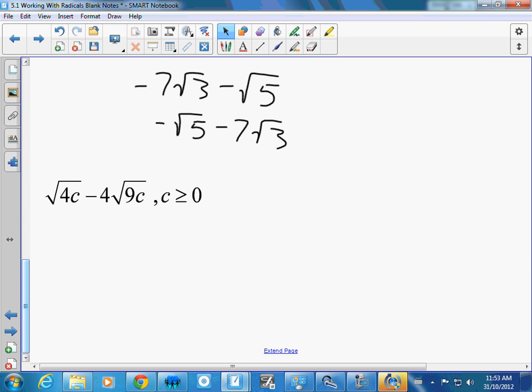Let's do the first one. All right, first off, are these like terms? Square root of 4c and square root of 9c, are they like radicals? No. Can we make them like radicals? Well, we're going to try.